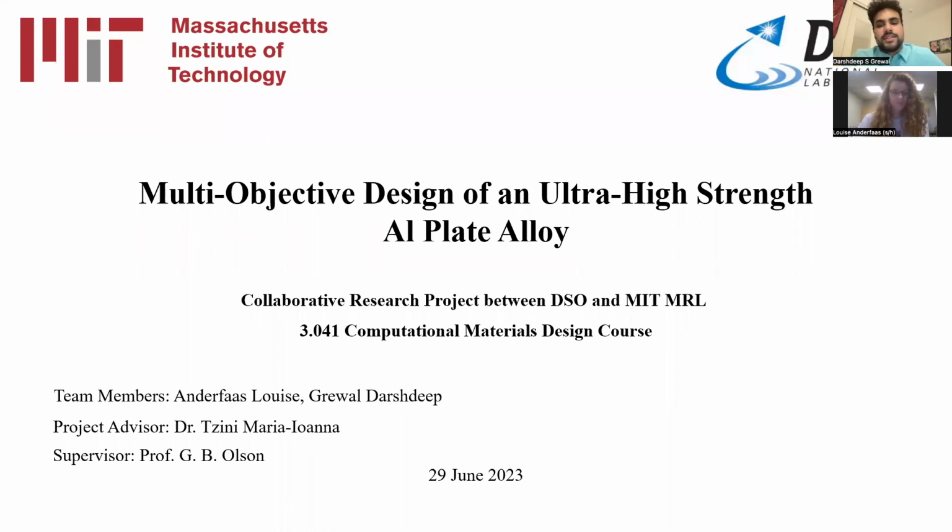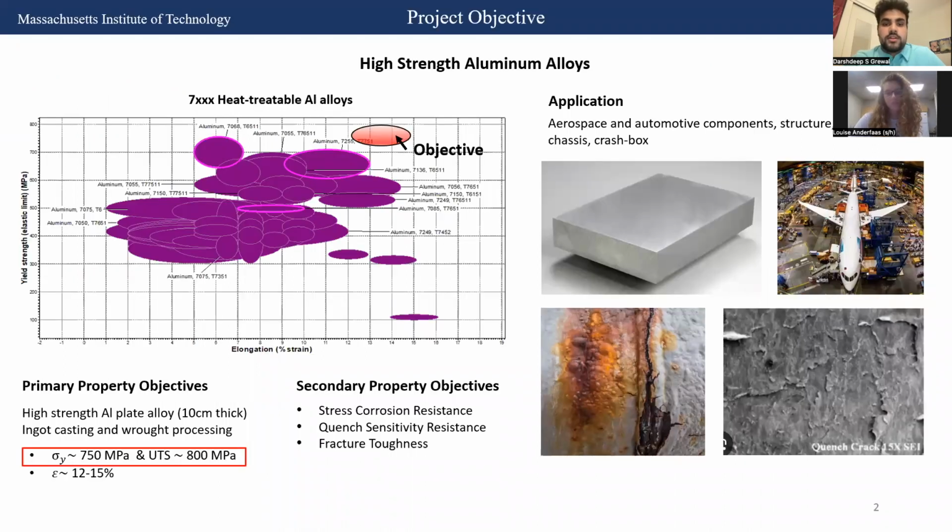We're students of MIT's Computational Material Design class taught by Professor Olson. And today we're presenting our project on the multi-objective design of an ultra-high-strength aluminum plate alloy, which is a collaboration between MIT and the DSO labs in Singapore. So we want to develop a high-strength aluminum plate with 10 centimeter thickness that's fabricated by the conventional casting and wrought processing and has applications in aerospace and automotive industry.